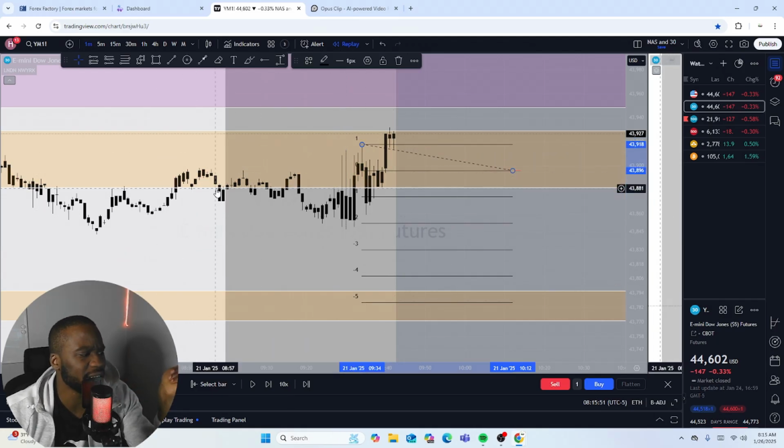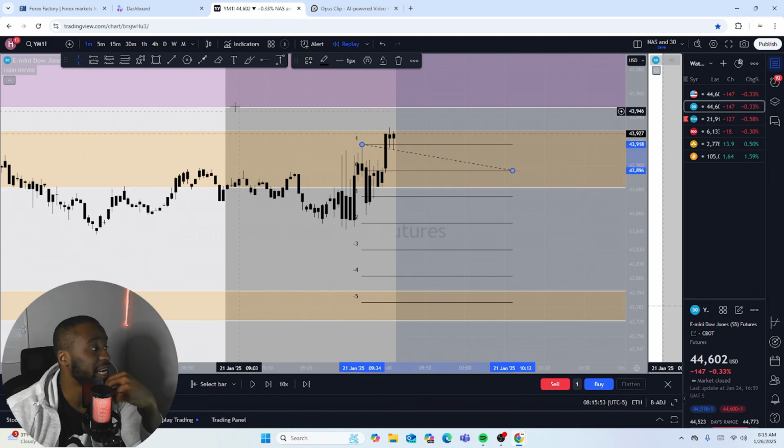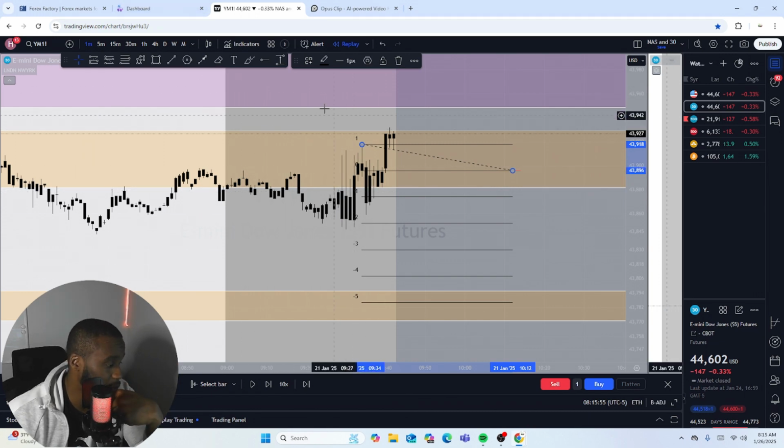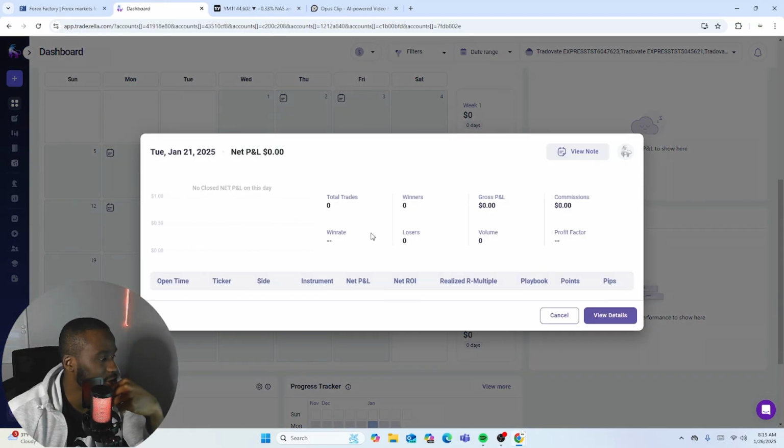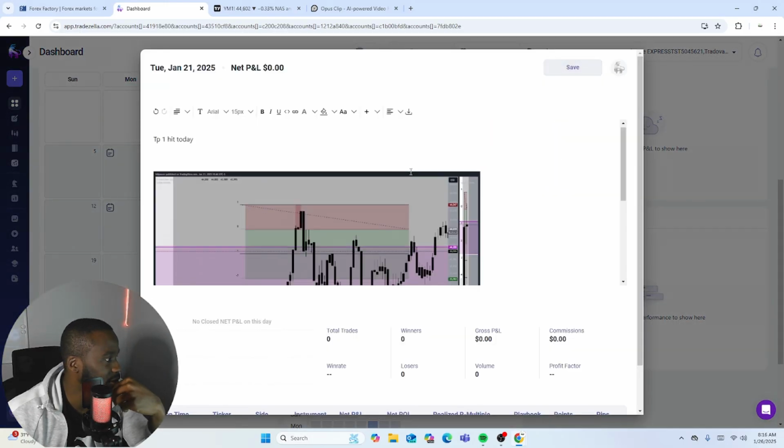Did I take this trade? I'm not sure if I took this trade. I do have my journal though. So January 21st. Let's see, what trade did I take? What was the first trade idea that I took on January 21st?